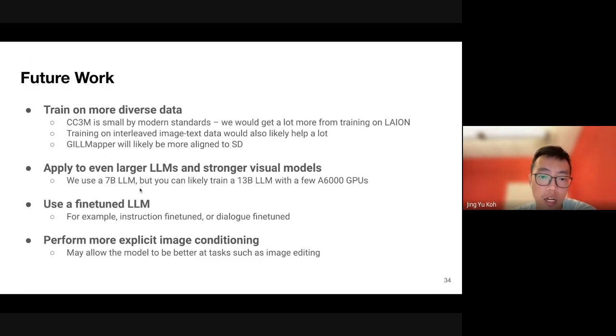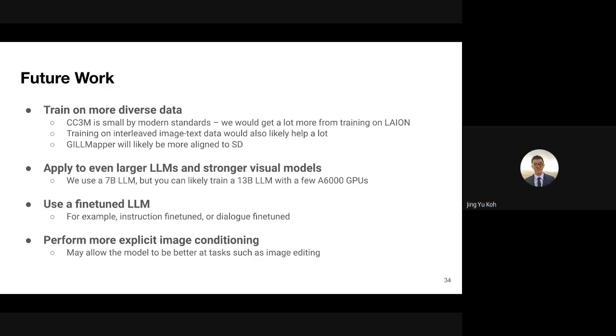We can also apply this to much larger language models and stronger visual models. In this work, we use a 7 billion parameter language model, which is the OPT model. But since we've done this, more and stronger language models have been released. So it's likely that swapping this out for Llama, Llama 2, and maybe the 13 billion parameter version would allow you to do a lot better on some of these tasks.